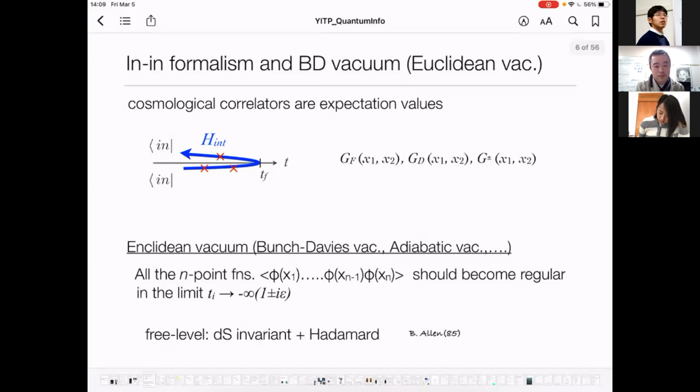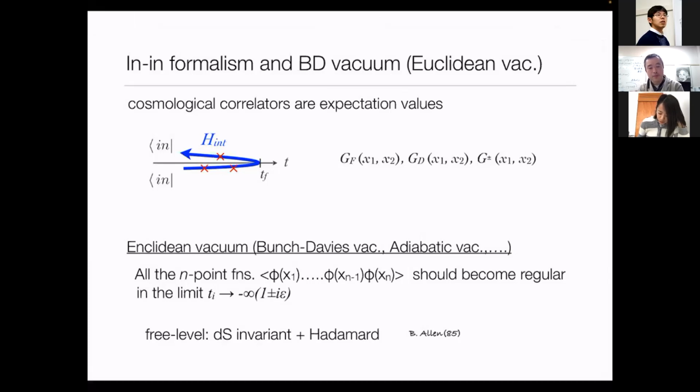Another thing is that in the case of inflation or dS, we often use a vacuum called the Bunch-Davies vacuum, which is defined by requiring regularity at past infinity. By rotating towards the imaginary direction and requiring the regularity there, it uniquely determines the vacuum state to be the Bunch-Davies vacuum, or Euclidean vacuum, or adiabatic vacuum, which have various different names.